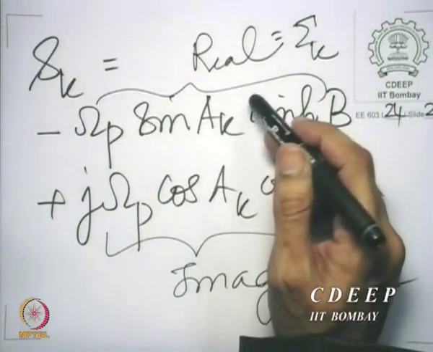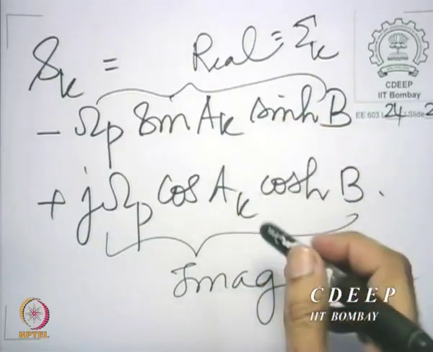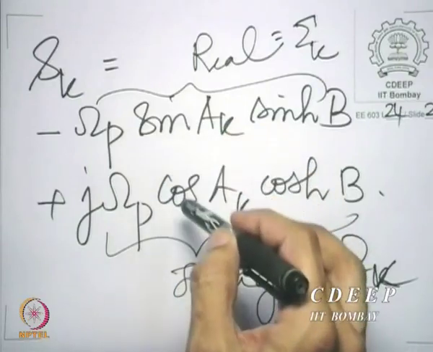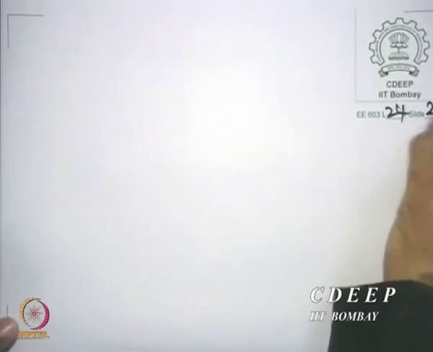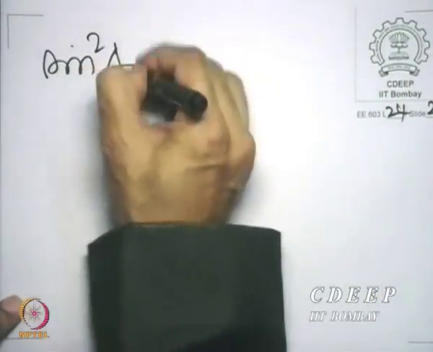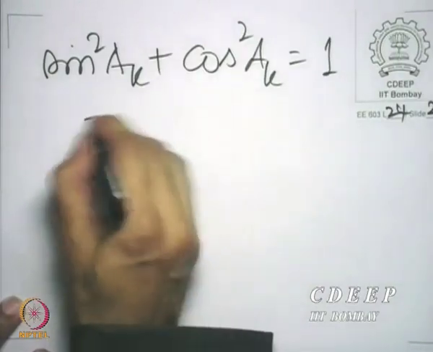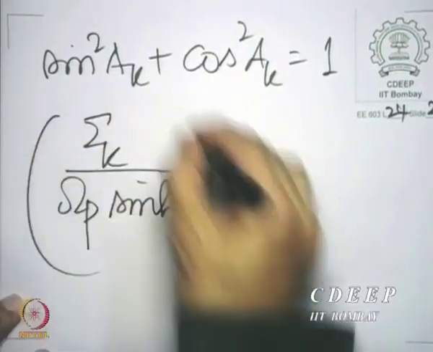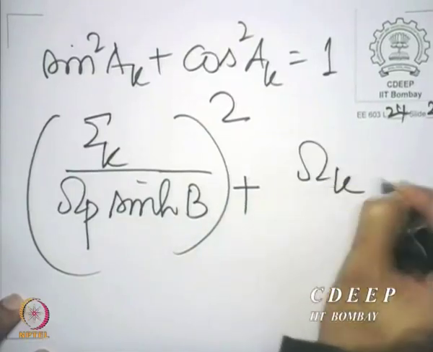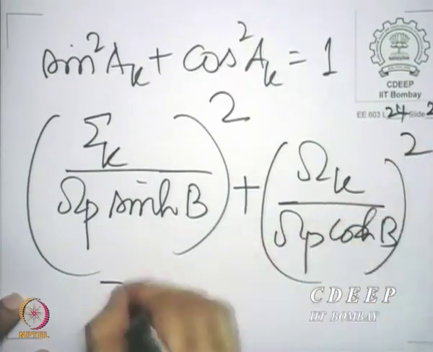Well, how do we obtain the contour? The different poles are indexed by the k's. So, if we eliminate k, we get the contour. And to eliminate it, all that we need to do is to note that sin squared plus cos squared of a_k must be equal to 1. Is that right? So, therefore, sin squared a_k plus cos squared a_k must be equal to 1. And that means sigma_k by omega_p sinh b the whole squared plus omega_k by omega_p times cosh b the whole squared is equal to 1.